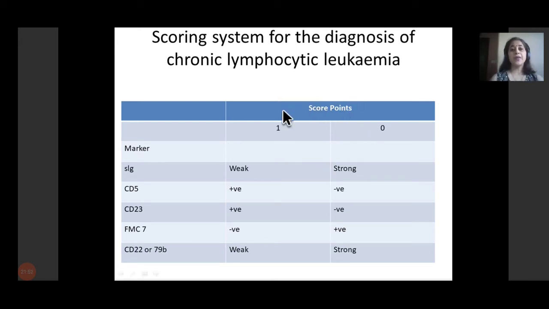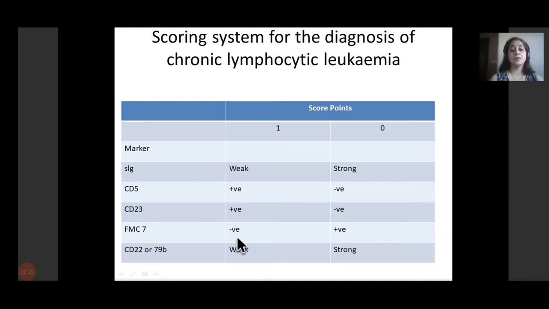Based on the immunophenotyping, we have a scoring system for the diagnosis of chronic lymphocytic leukemia, and a score of 1 or 0 is provided for each of these features. Weak surface immunoglobulin is scored 1; if it is strong, it is 0. CD5 positive, moderate to strong, is 1; if it is negative, it is 0. If CD23 is positive, moderate to strong, it is 1, and negative is given a score of 0.